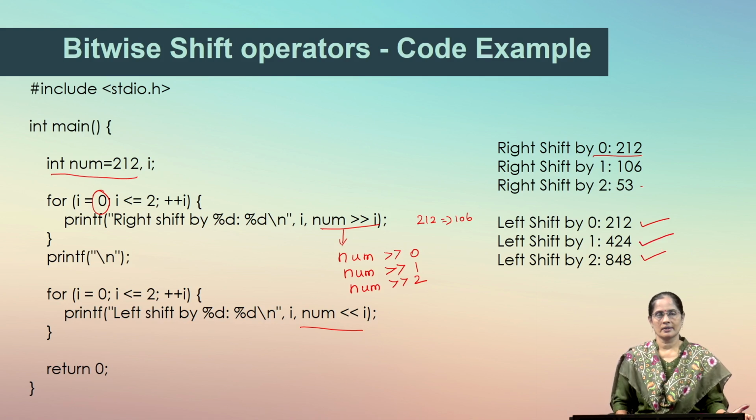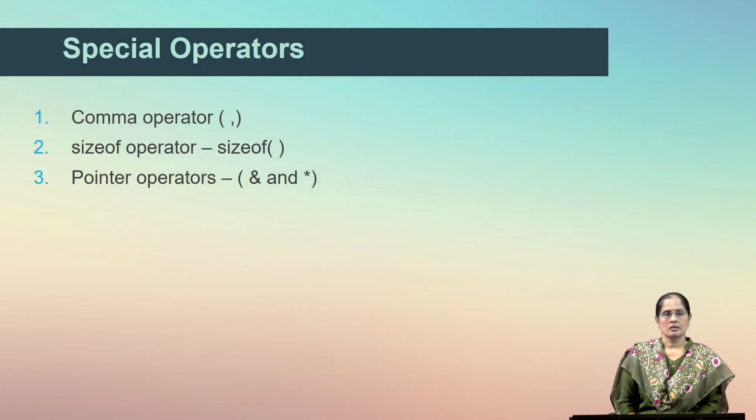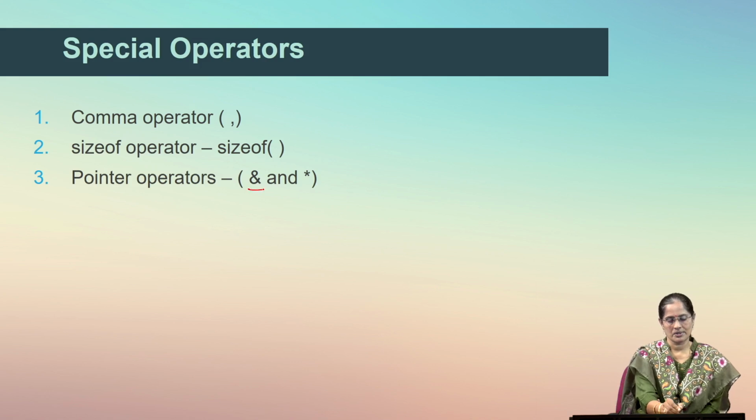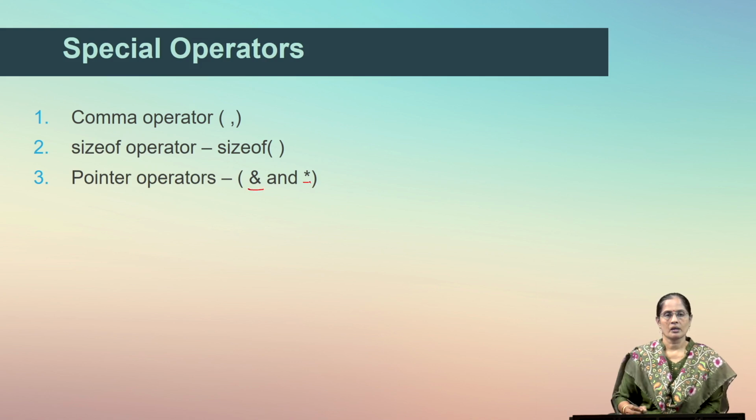So, this is how we can execute the code applying the bitwise shift operators. We have now learnt the application of bitwise operators in C programs. Now, we will focus on learning more about the special operators that the C compiler uses. The special operators are the comma operator, sizeof operator and pointer operators. For pointer operators we have two symbols, ampersand and asterisk. Let us learn them one by one.